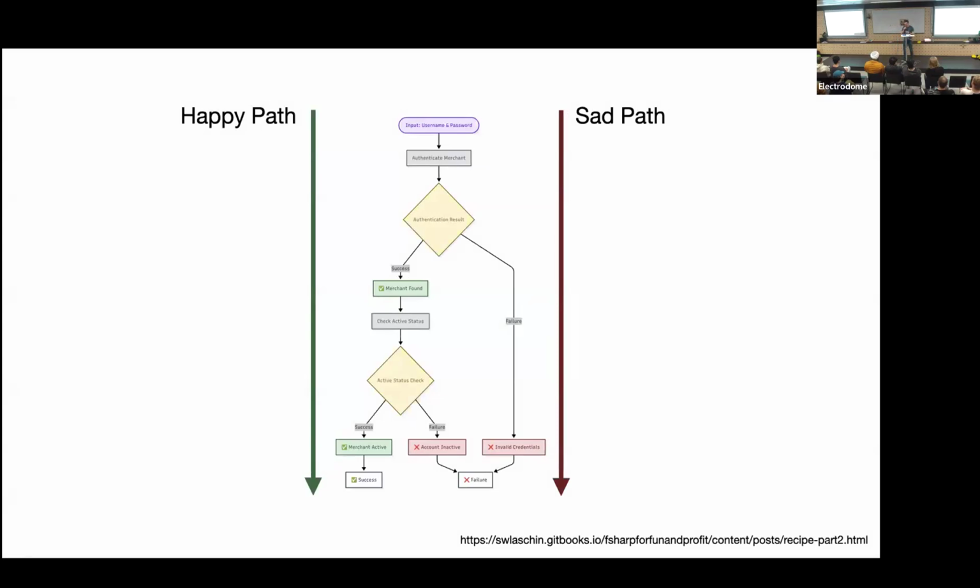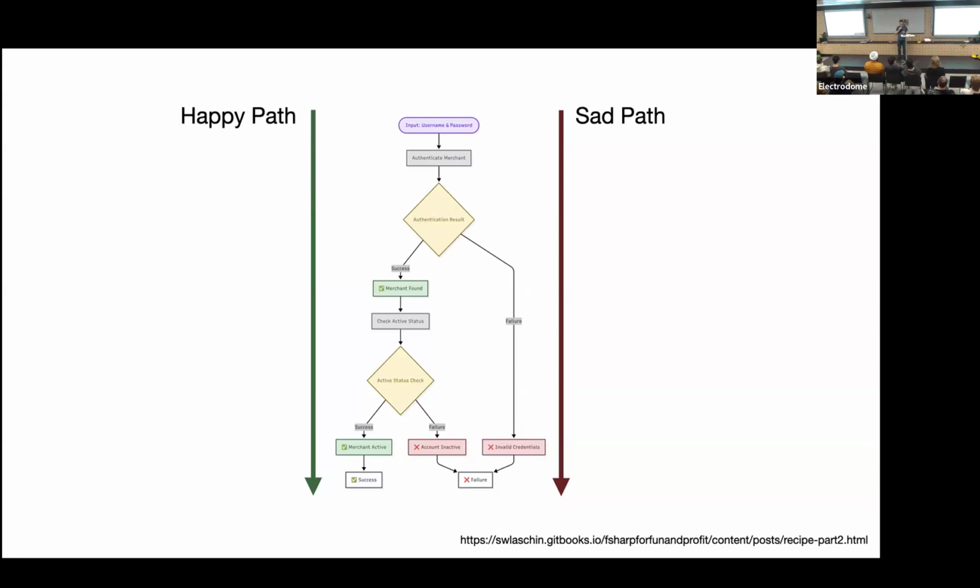Railway-oriented programming, let's get back to it, is a way of programming so that you have two tracks your code goes down, either the happy path or the sad path. In this case, we have a merchant authenticating, and you don't need to care about what specifically they're doing because I reckon the people in the back row probably can't read that. The point is here, the merchant is either found or not, they're either active or not, and the password is right or wrong. So we want to check those things.